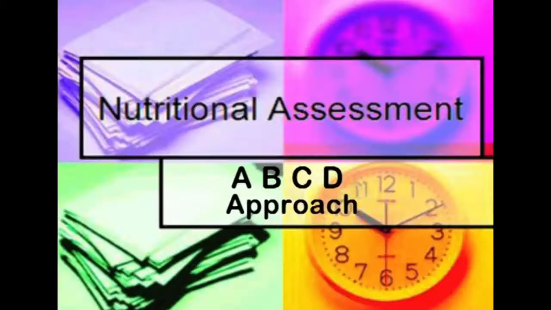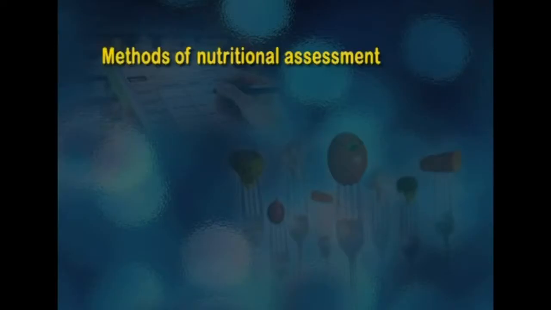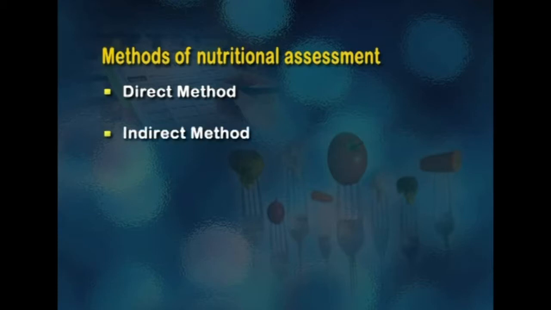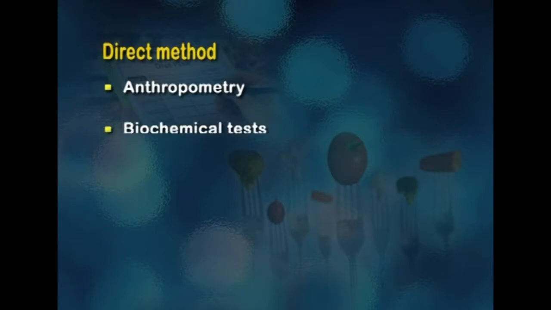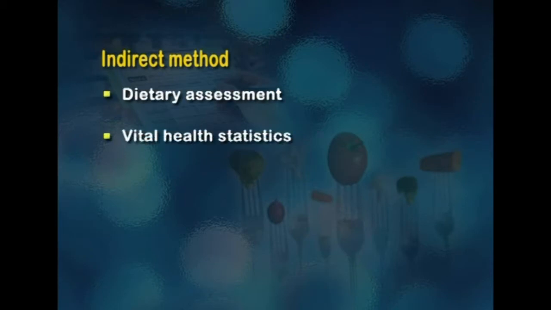Now let us discuss the various methods of nutritional assessment. They are categorized into 4 types, which is called the ABCD approach. We divide the nutritional assessment of an individual into 2 major categories, the direct and indirect methods. The direct method includes anthropometric measurements, biochemical tests, and clinical examination, whereas the indirect method includes dietary assessment and vital health statistics.